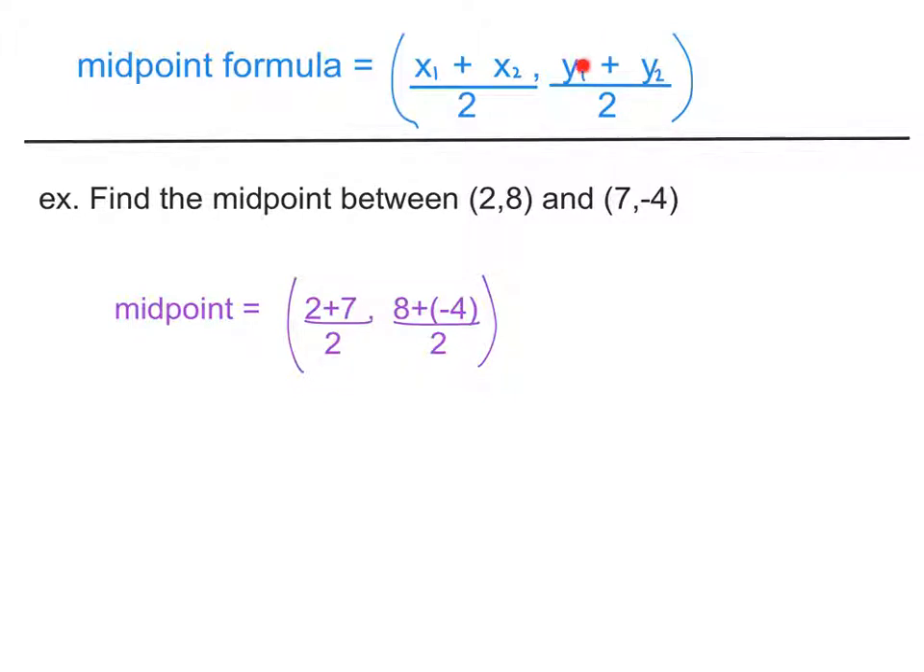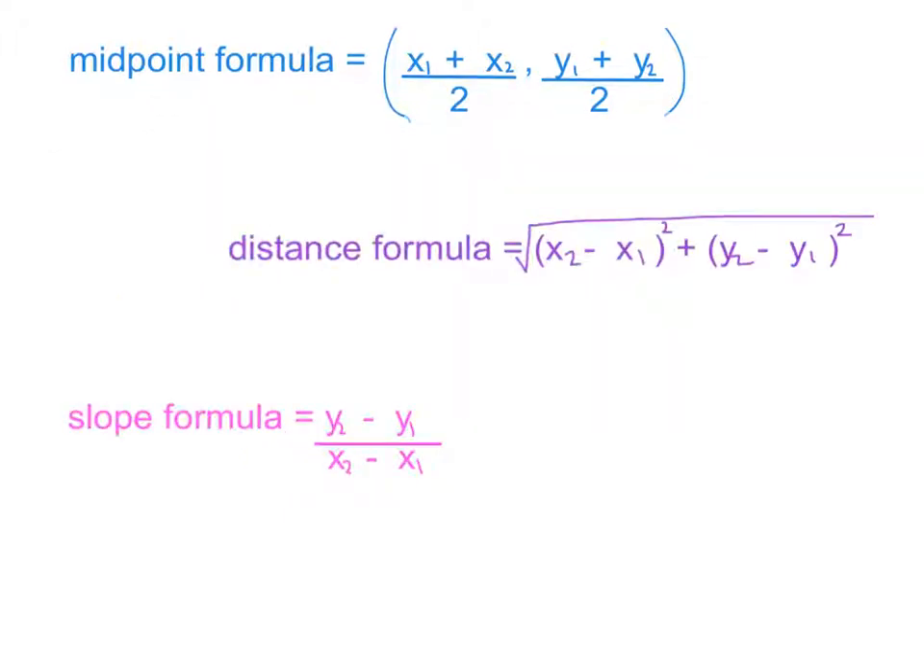Okay, then it says go ahead and add the 2 y values and divide by 2 again. So my y values are the 8 and the negative 4. So I add them and divide by 2. All right, doing some arithmetic, 2 plus 7 is 9. 9 divided by 2 gets me 4.5. 8 plus a negative 4 gets me a positive 4. Dividing it by 2, I get 2. So using the midpoint formula, the midpoint between (2, 8) and (7, -4) is (4.5, 2).